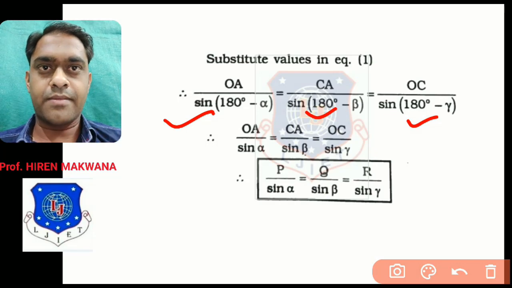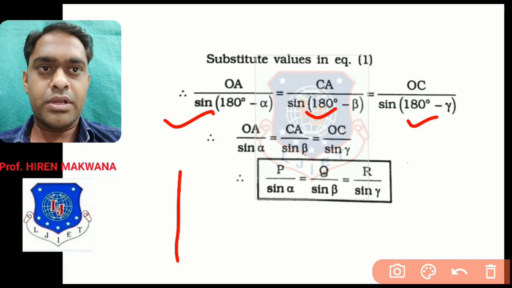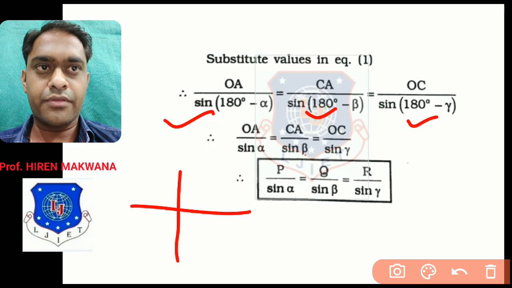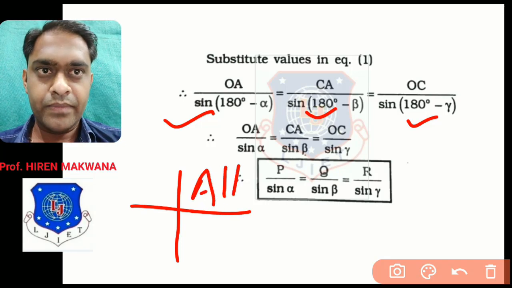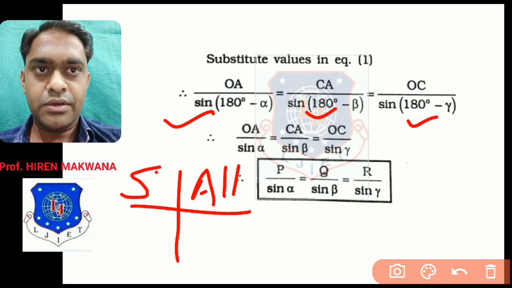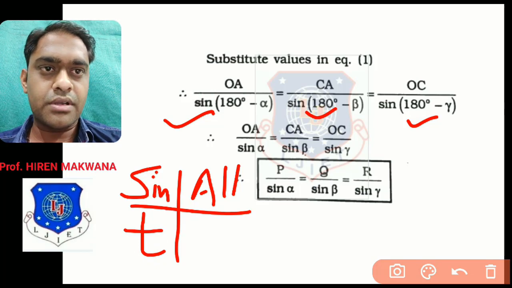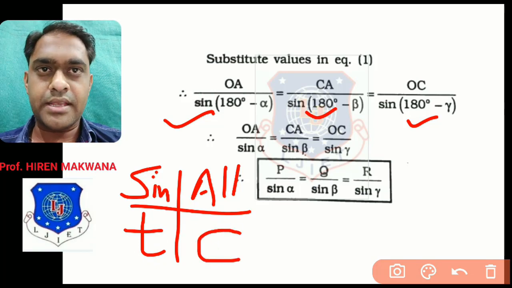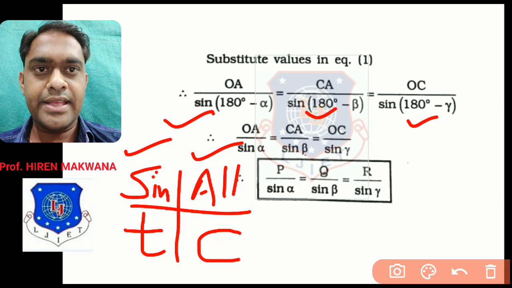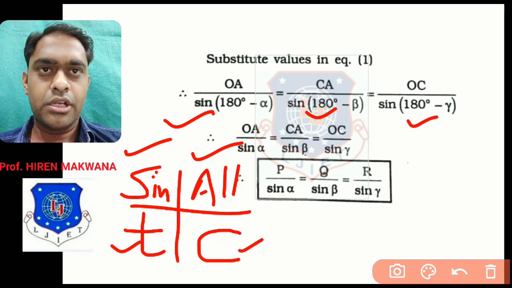Now the quadrant system. You must remember the quadrant system. First, second, third, fourth. In the first quadrant, all the functions are positive. In the second quadrant, only sine is positive. In the third quadrant, tan is positive. In the last quadrant, cot is positive. So basically it is the rule of All STC. You have remembered this in mathematics, All STC.